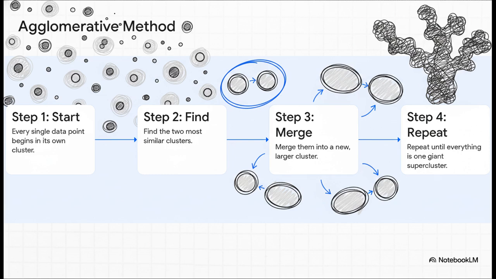Then the algorithm looks for the two bricks that are the most similar and, click, it snaps them together. Then it does it again. It finds the next closest pair and, click, merges them. And it just keeps repeating this, over and over, until every last brick is connected into one giant structure.